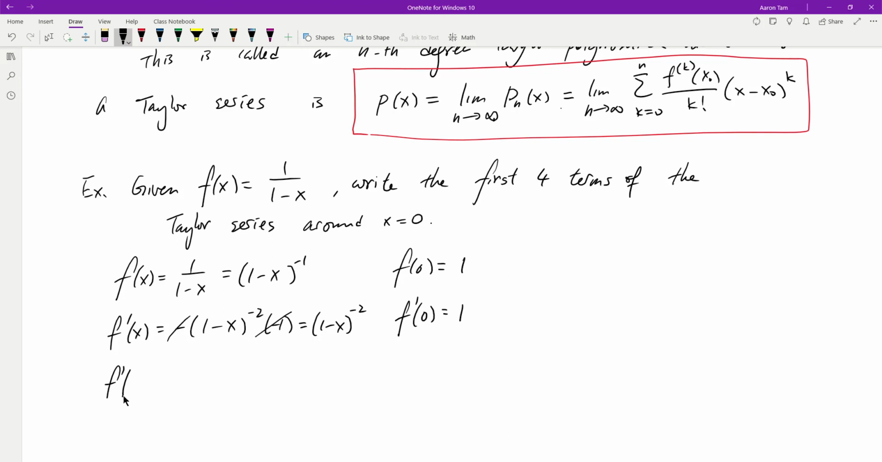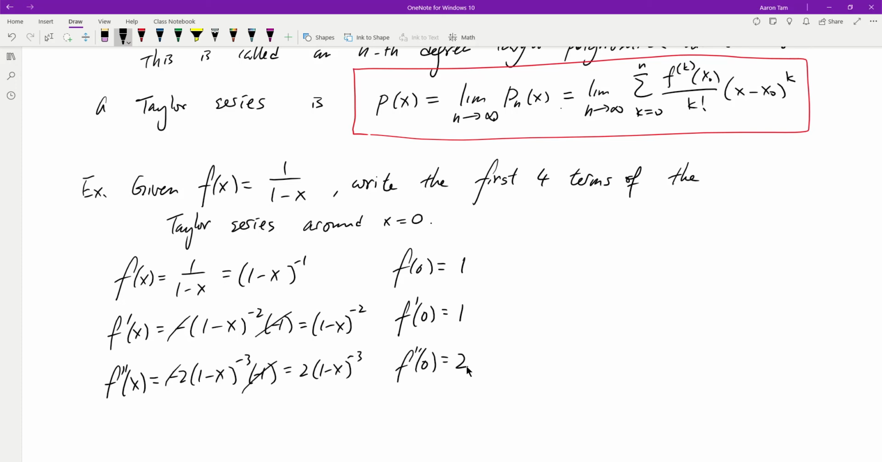Then what happened to f double prime of x? So that would be negative 2, (1 minus x) to the negative 3 times negative 1 again. So the negatives actually cancel out again, so it becomes 2(1 minus x) to the negative 3. So f double prime of 0 would actually equal 2.